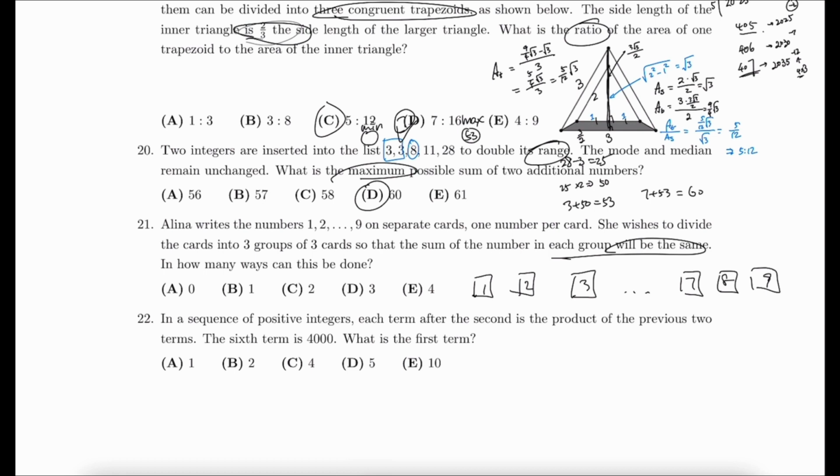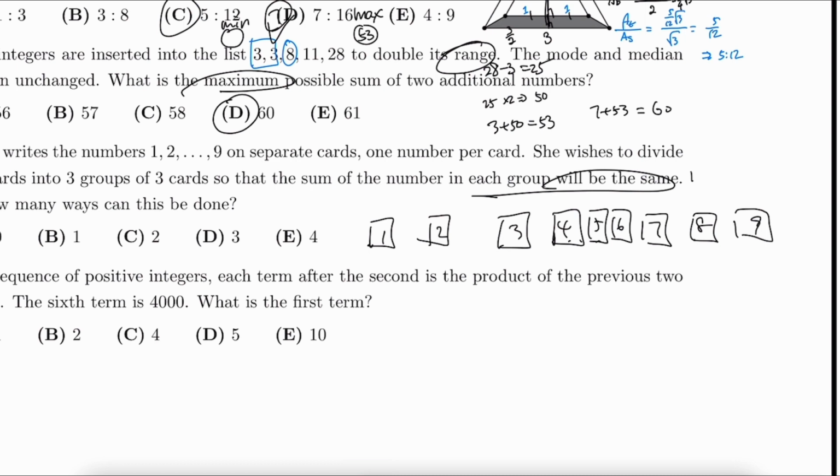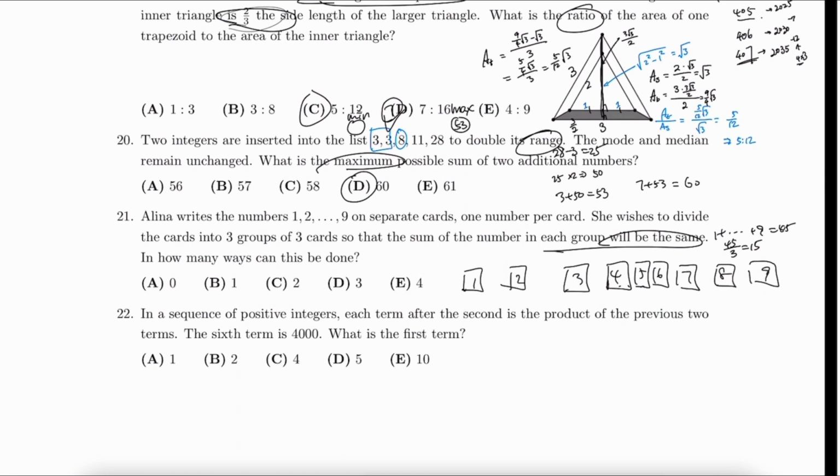So we need three groups so that the sum of the numbers in each group will be the same, which means that, over here, the total sum, 1 all the way to 9, is going to be 45, which means that the sum in each group is going to be 15. And we want to find how many ways this could be done.